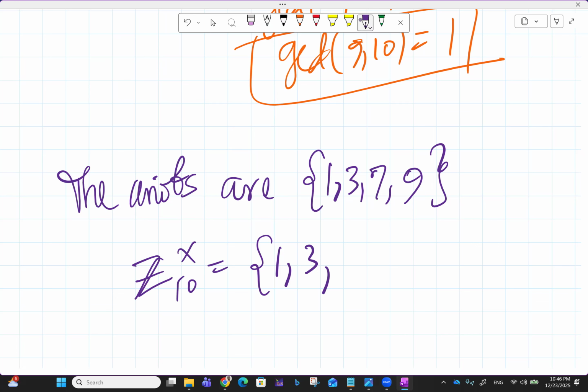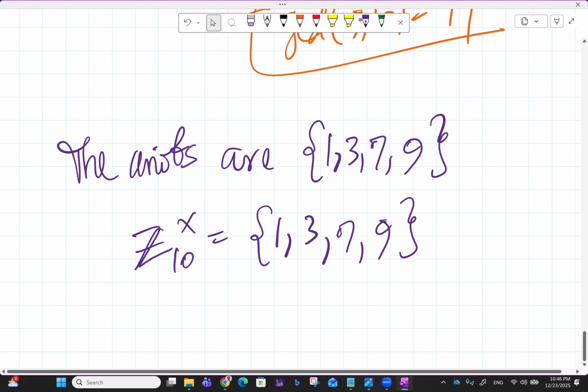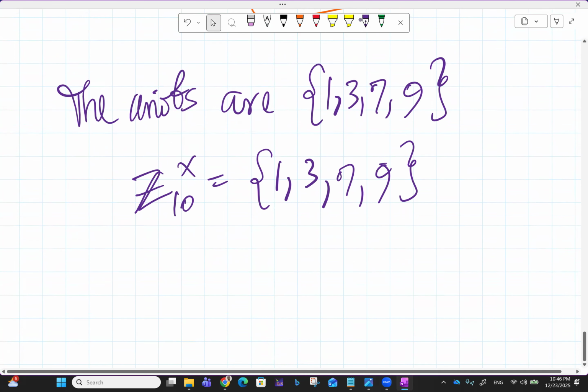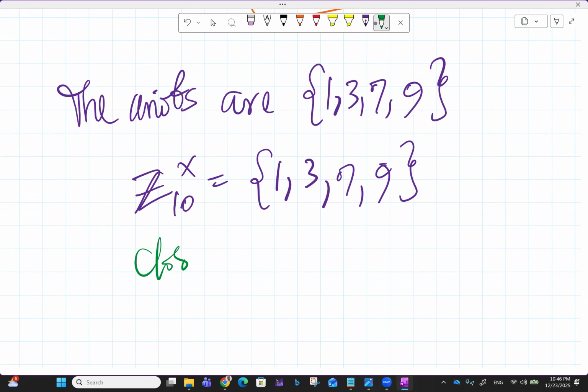Z10x, Z10x. So you have 1, 3, 7, 9. These are the units that work for that, right? So now the question is, would this now be a group? First of all, we have the idea of closure. Let's start with closure. If you pick any two numbers, let's investigate closure.